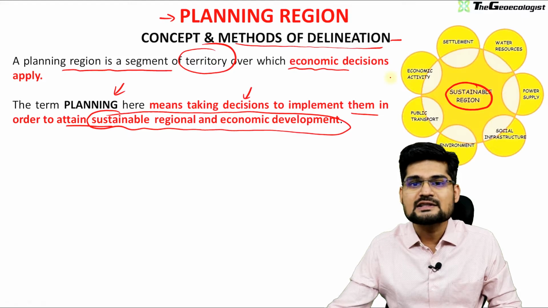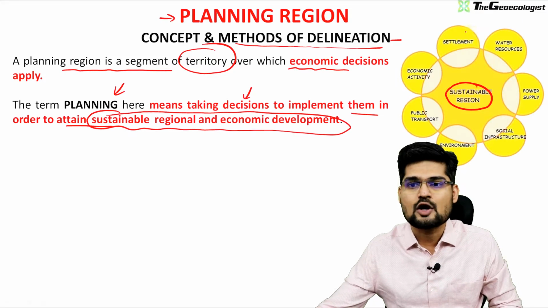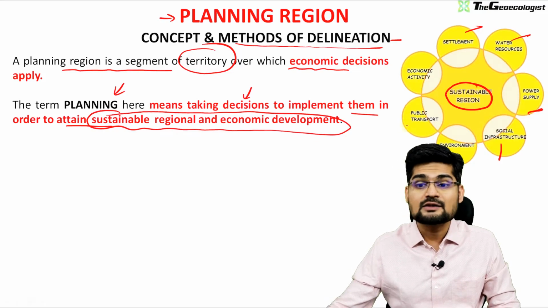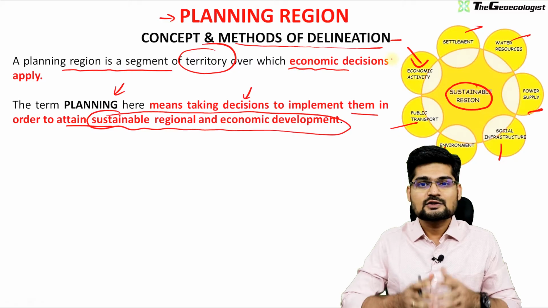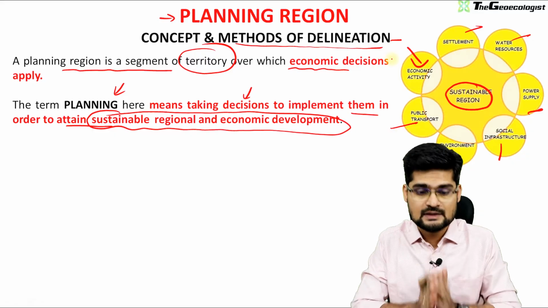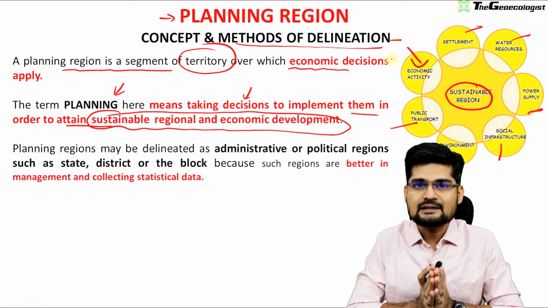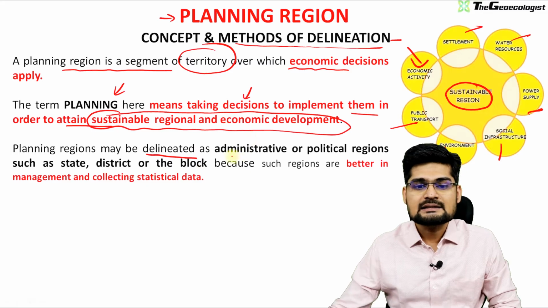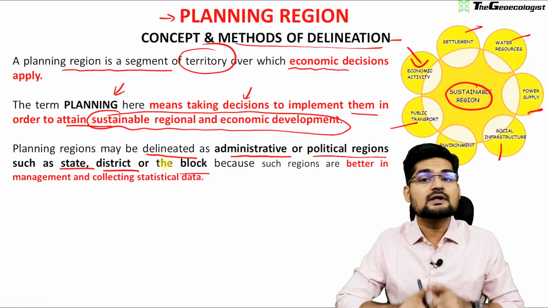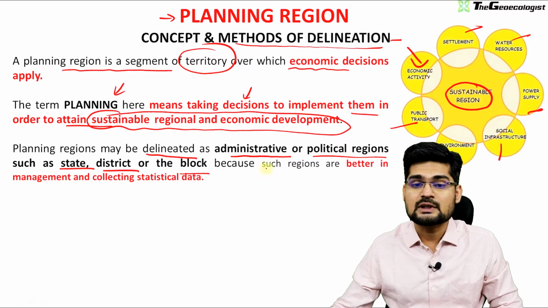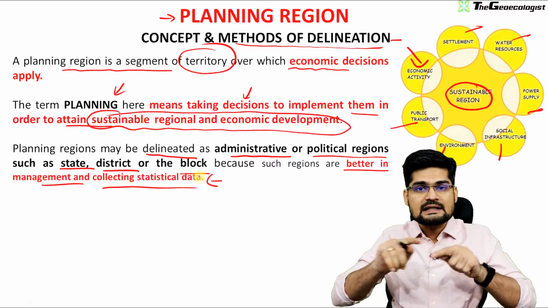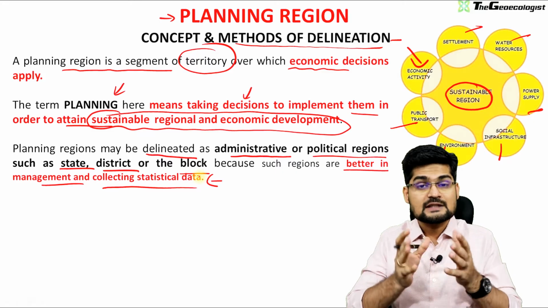So a sustainable region is what? It's a region which has all these components like settlements, water resources, power supply, social infrastructure, environmental quality, public transport, economic activity. So you see, this is an interdisciplinary concept where decision makings are the prime things, right? So what you observe here, that planning regions may be delineated as administrative regions, political regions, or state, district, or block, only because of one reason, that is the decision making factor. And remember, these are better in management and collecting statistical data if we delineate them in a proper manner. So that's very much important.